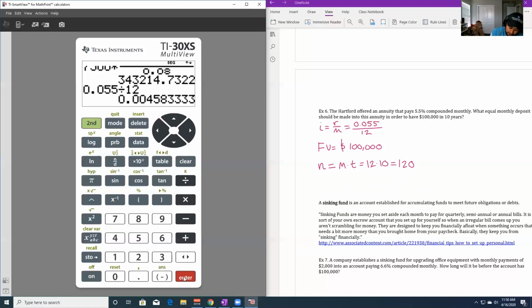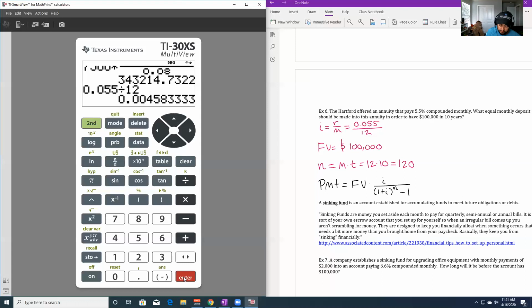Okay. Now, we know what formula to use. We will be using payment equals future value times I over 1 plus I to the n minus 1. Let me make sure that's correct. Let's see. Yes, future value times I over 1 plus I to the n minus 1. We're good.